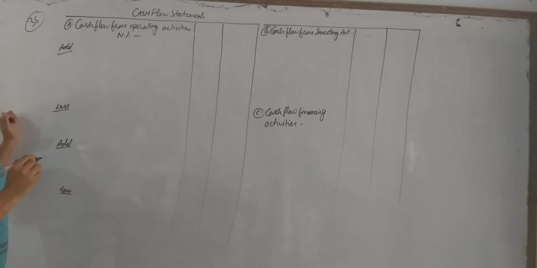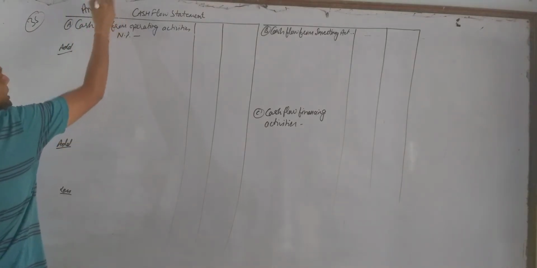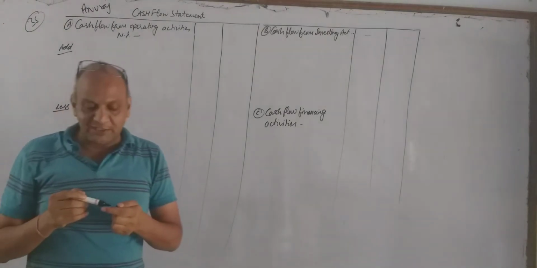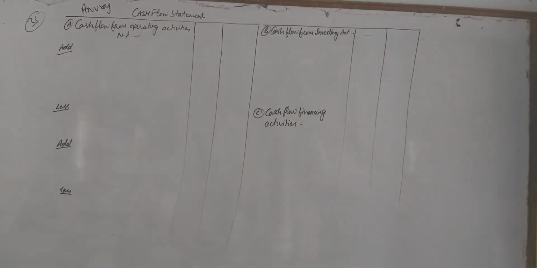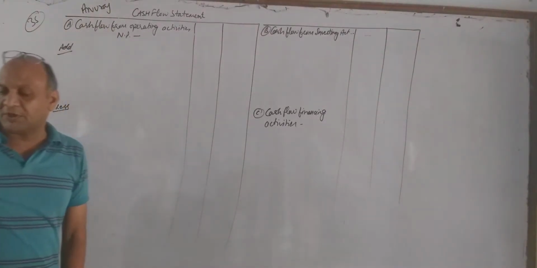The name of the sum is Anurag Sugars Limited. Let us start our sum with the first item.